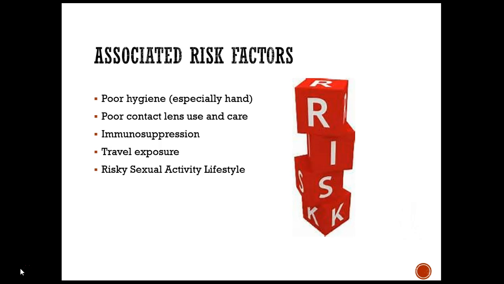People who are immunosuppressed, as we know with any illness, are at higher risk for just about every type of infection. People who have traveled to certain places and people with risky sexual behavior are also at an increased risk for conjunctivitis. And in terms of this risk factor, think about the people who might get a viral conjunctivitis through a herpes exposure. So that herpes simplex virus can cause the conjunctivitis like we talked about in the previous slide. And that's why risky sexual behavior is listed here.